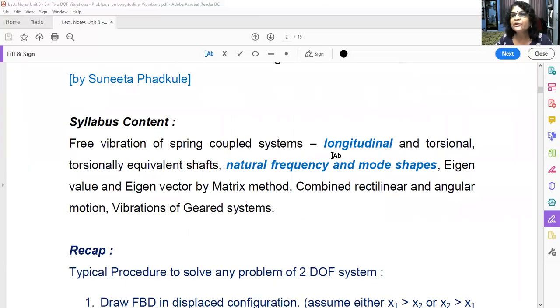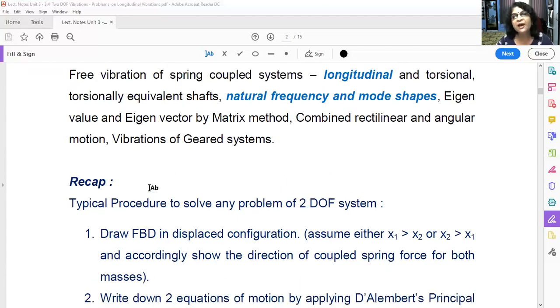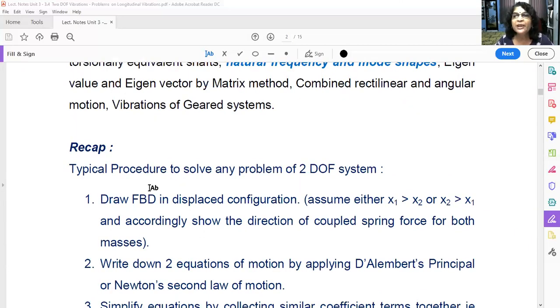Okay, so today's topic is on longitudinal vibrations, natural frequency and mode shapes. Let us see what we have learned in the earlier lecture. Already we have solved 2 problems on longitudinal vibrations. So today we are going to solve the next 3 problems.